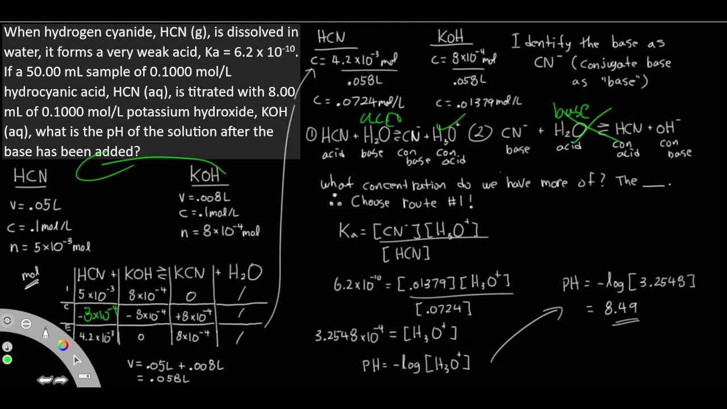This is the answer. Okay, so I always use this one over here, which one I have more of, the HCN. So if I'm going to use the acid route, I want to use this one. If I have more of the base, I'm going to use this one.